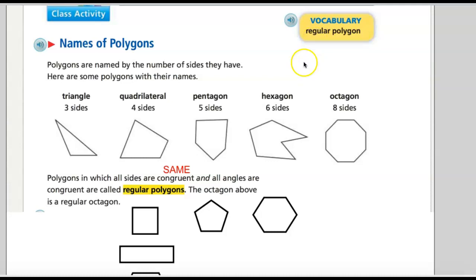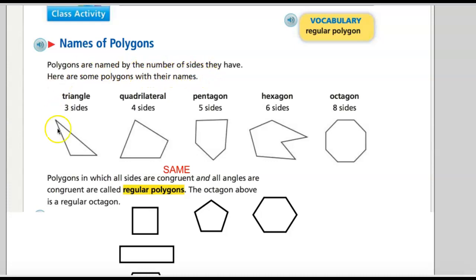Today, we're going to talk about all kinds of crazy, wackadoodle looking polygons. We're going to learn about regular and irregular. So, polygons, that's a fancy name for many angles. That's what polygon means. Poly is many and gon is angle. So polygons are named by the number of sides they have.